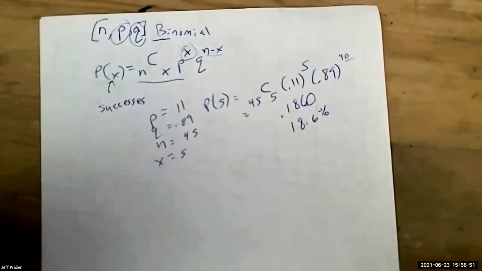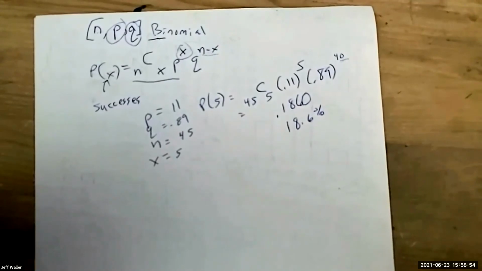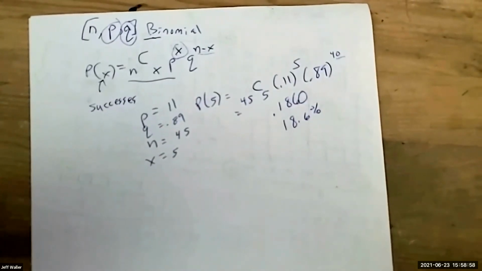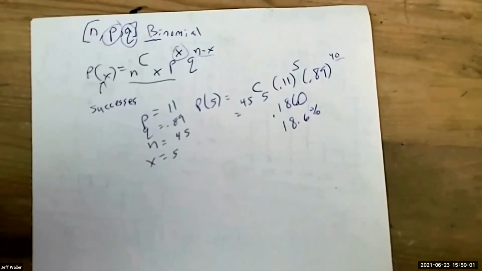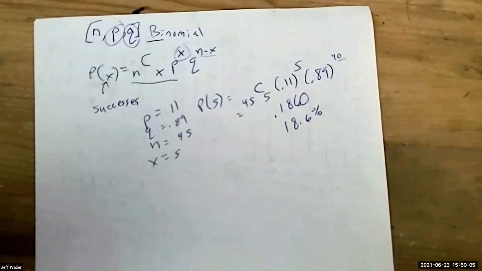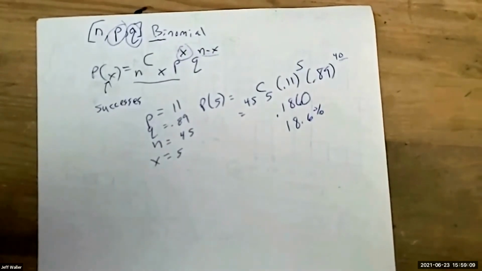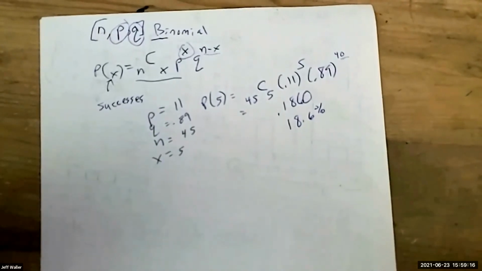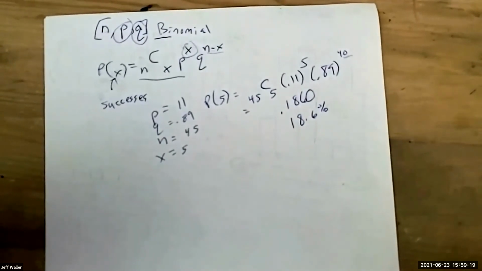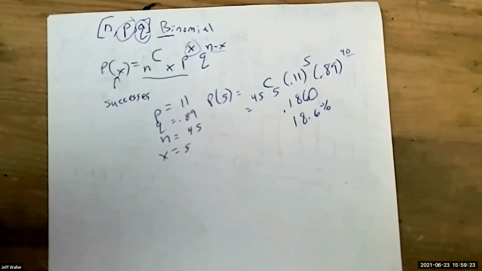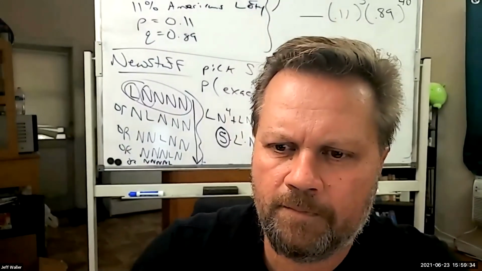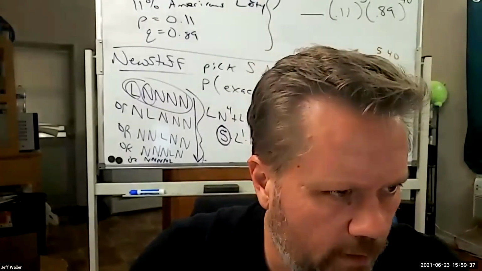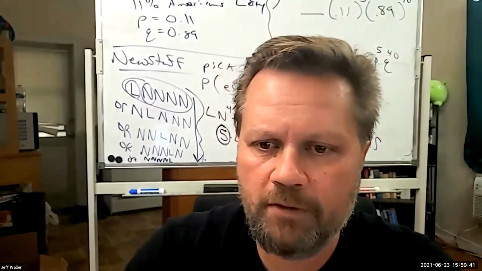45 choose 5 times 0.11 up 5 over, parentheses 0.89 parentheses, up 40 and over. Enter. Show it to me before you do it. Show me your calculator. Let me hold on, give me a second. Put some light on it. You got the answer. You're fine.